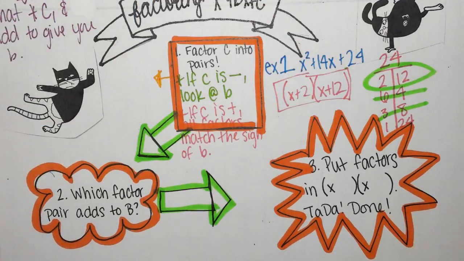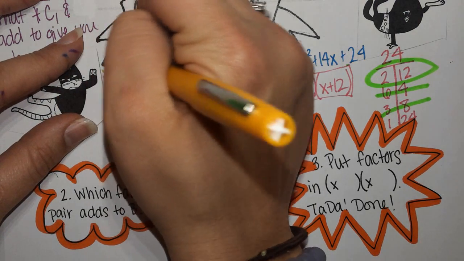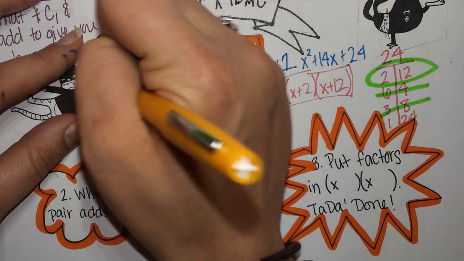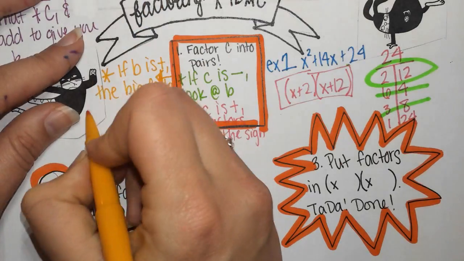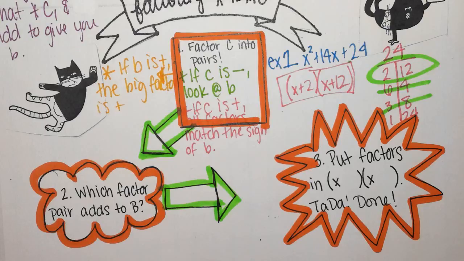The first fact says, if you look at b, if b is positive, the big factor is positive. The reason that is, is because we have a negative 30 back there. Now don't forget, our problem is y squared minus 7y minus 30. Right?